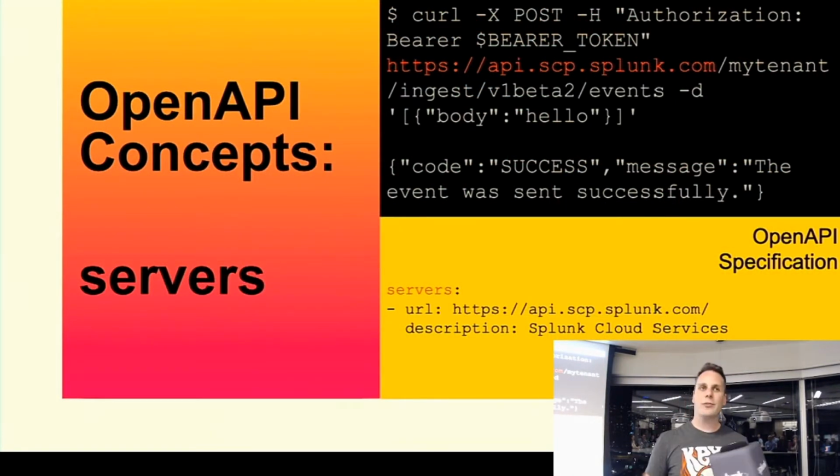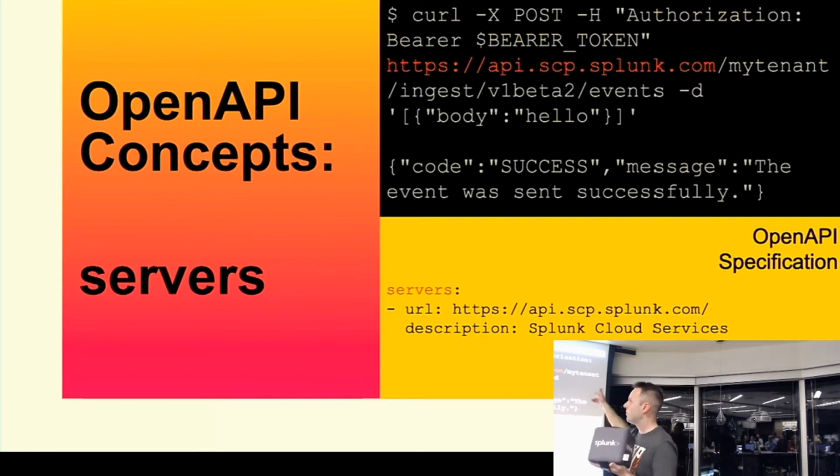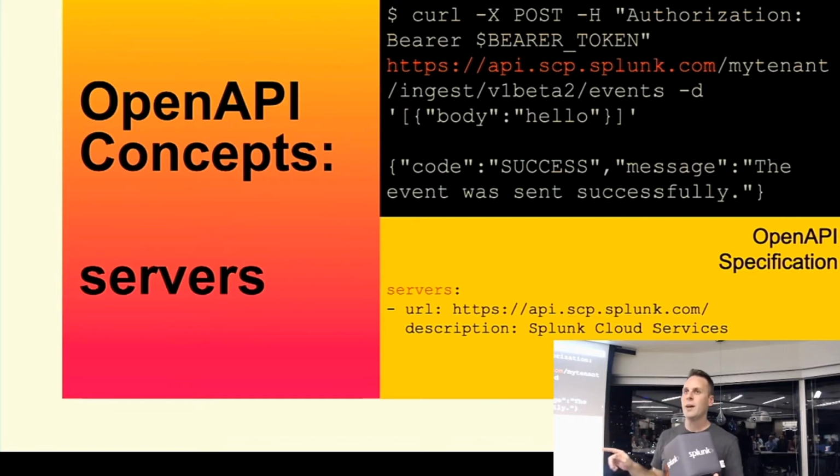So I'm going to go over some high-level OpenAPI concepts. For those of you who are already familiar with these, bear with me a little bit, but it's basic. If you know HTTP, if you know curl, you know OpenAPI. So they have a concept of servers. Here I have a sample curl command that's a real command hitting our ingest service. This is how we get events into the system. They could be structured or totally unstructured.